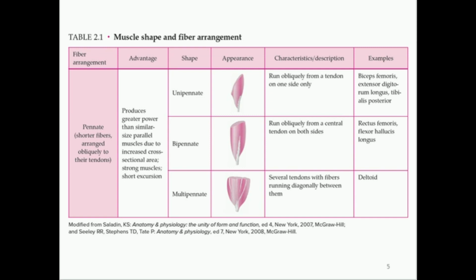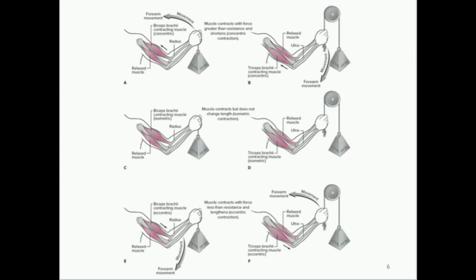And I'll just mention this. Unipinnate means that from this tendon we only have fibers radiating in one direction. Bipinnate means we have a tendon kind of in the middle, and we have the muscle fibers radiating from both sides. Then multipinnate, we have several tendons, and we have the muscle fibers running away from each of those tendons, okay, each part of it. So this one, that one, and that one. Therefore, it's multipinnate. Okay?